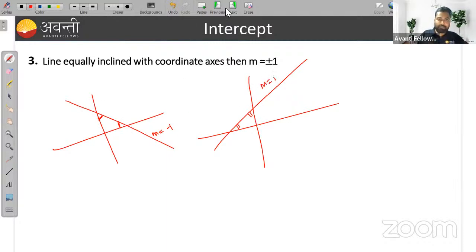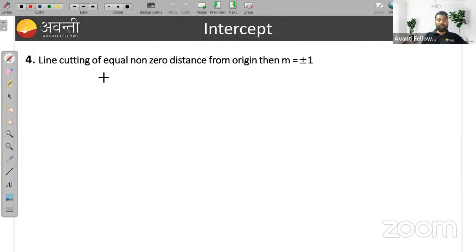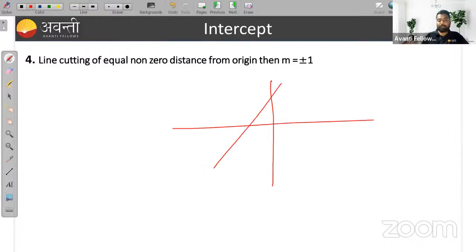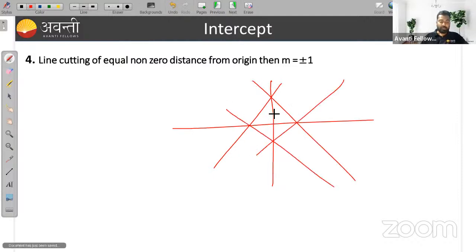And the fourth case is a line cutting equal non-zero distance from the origin, like this. Already we have discussed this. In this case, when lines cut equal non-zero distance from the origin, the slope will be +or-1. The slope of this line will be -1, the slope of this line will be 1, the slope of this line will be 1, and the slope of this line will be -1. Okay.